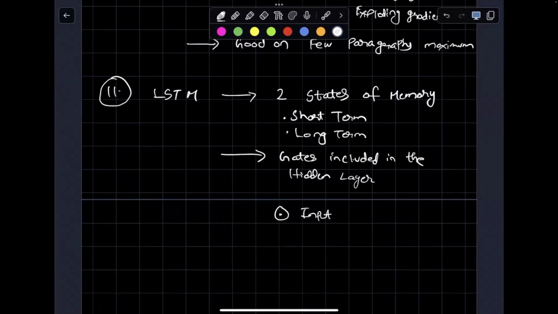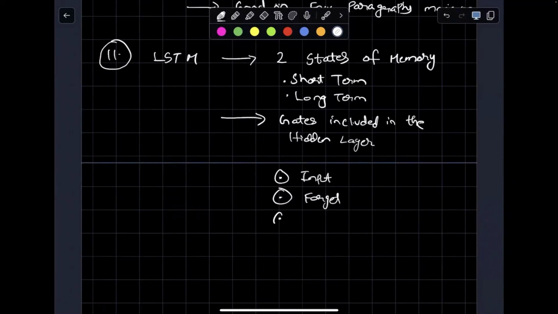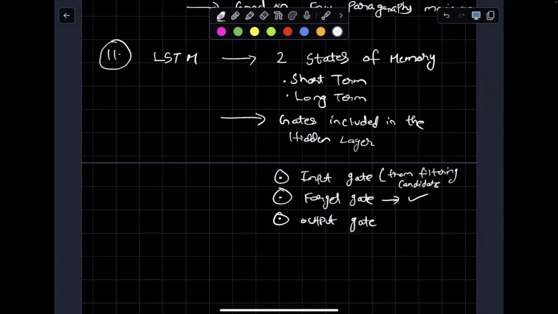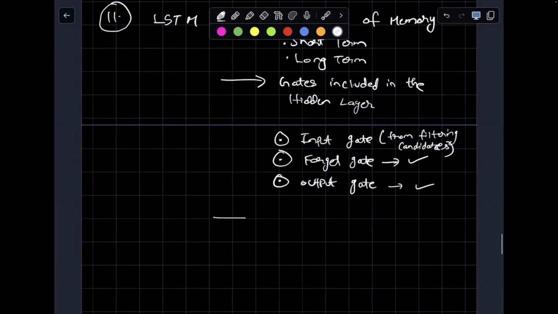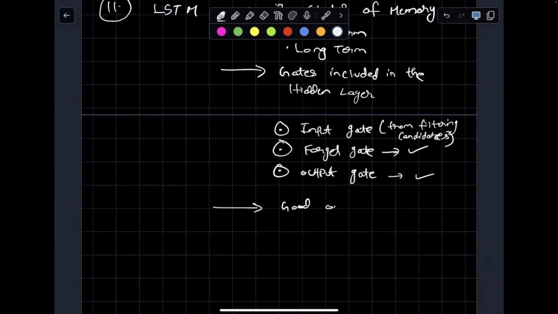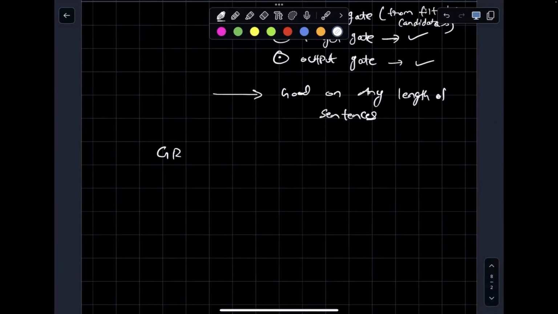Forget gate, input gate, and output gate. This is straightforward. Over here, you will also have a candidate. From the candidate, you will filter and get the input. Output gate also is straightforward, and then this will pass on to the next time step of the hidden layer. Because of this, it is good on any length of sentences. And GRU is a basic modification, where you have only two gates, reset gate and update gate.